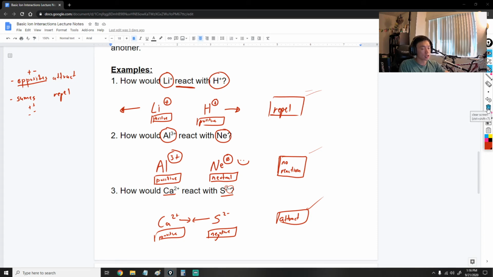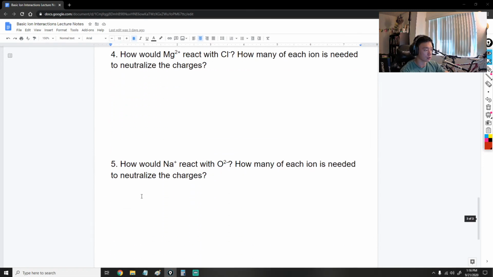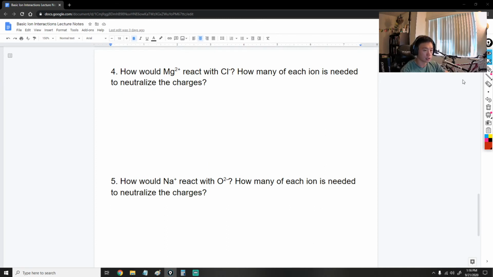Alright, so hopefully this is pretty easy so far, but it is going to get just a little bit more complicated. So let's move on to the last couple set of examples. Okay, last 3. So let's start with number 4. Number 4 is asking us how would Mg2 plus react with Cl minus?